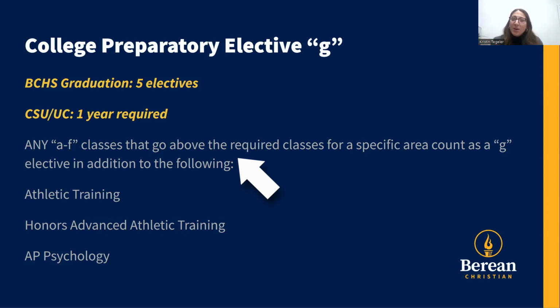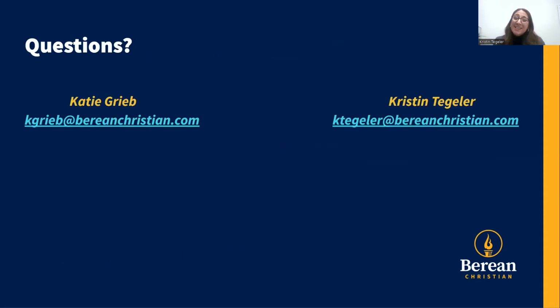Then we also have other G electives. We have athletic training, we have advanced athletic training, and then we also have AP psychology. So that is going to be the end of our series on learning A to G for the Cal States and the UCs. If you have any questions, feel free to reach out anytime.